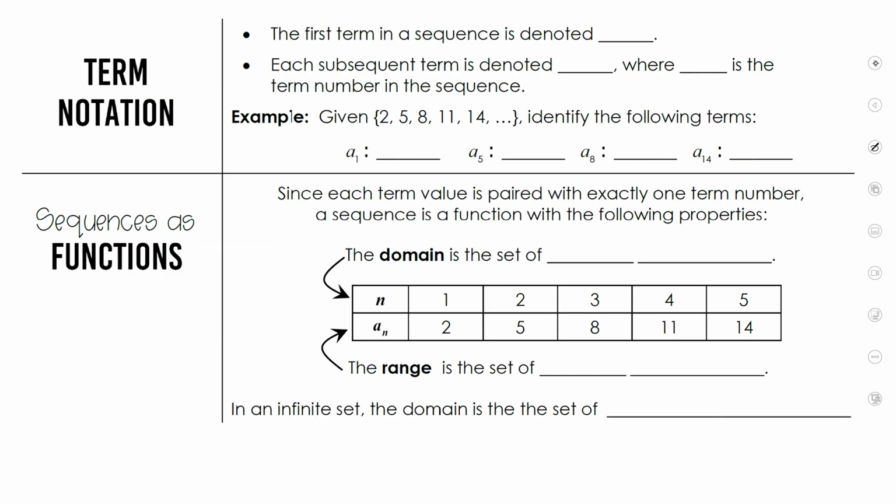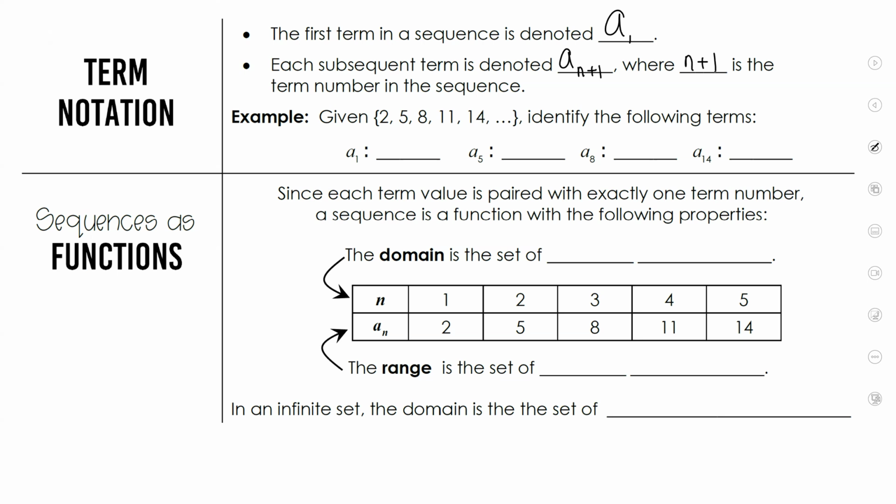Okay, let's talk about notation. The first term in a sequence is denoted as A1. Each subsequent term is denoted as A_n, where n is the term number in the sequence.